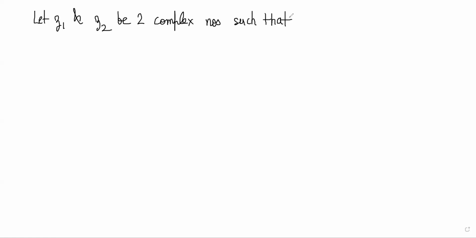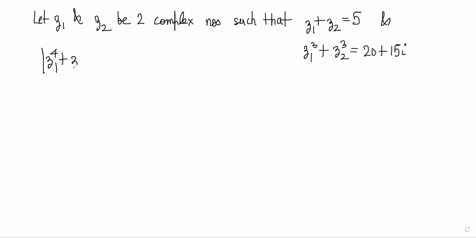नेक्स्ट वन इज लेट z1 and z2 be two complex numbers such that z1 plus z2 equals 5 and z1 cube plus z2 cube equals 20 plus 15i. You have to find mod of z1 power 4 plus z2 power 4.